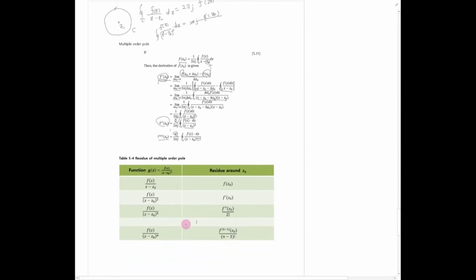What about the triple pole? In that case, it's the second derivative over 2. And what about n plus 1? In that case, it's 1 over n factorial times the nth derivative of f evaluated at g0. So we can integrate multiple pole cases by using this. That is summarized over here.